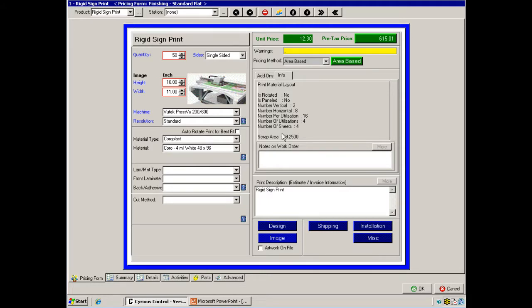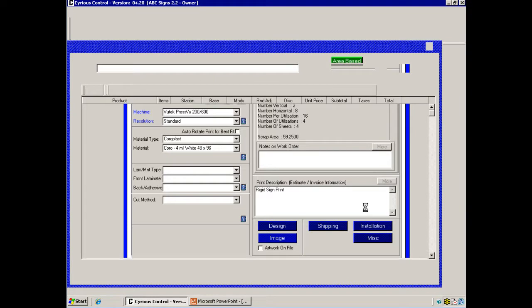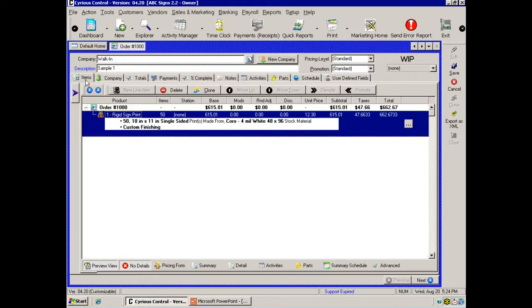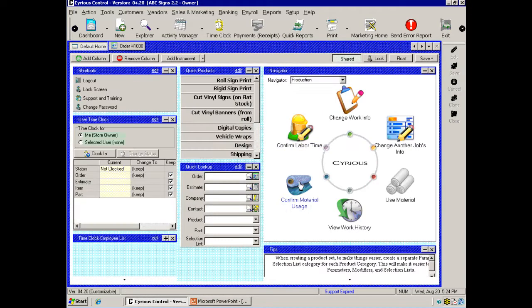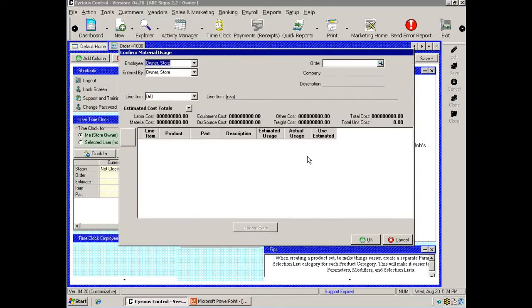If we take the sheet assumptions a little bit further, looking at the confirmed material usage, such as when the order has now gone through production, and now for inventory purposes as well as for true costing purposes, you need to enter into the system how much material was actually used.